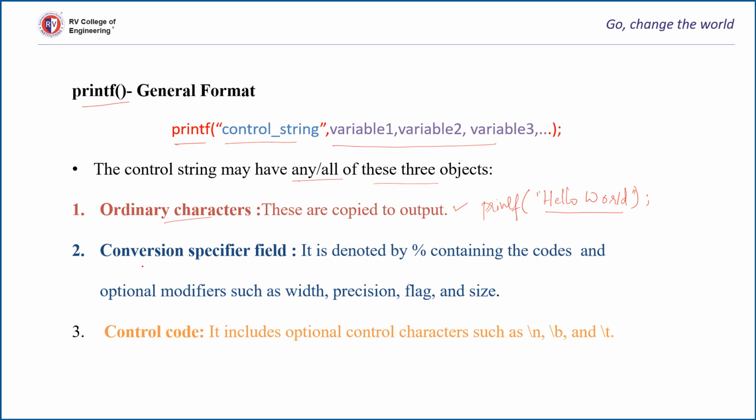The second type of objects are the conversion specifier fields, wherein I specify a specific format. If you have it, you precede it with a special symbol called the percent symbol. Followed by it are conversion codes and optional modifiers like width, precision, flag, and size. We'll see these things in detail. The last one is the control code. This includes optional control characters like \n, \b, \t, \v, etc. These are also called escape characters or control sequences.